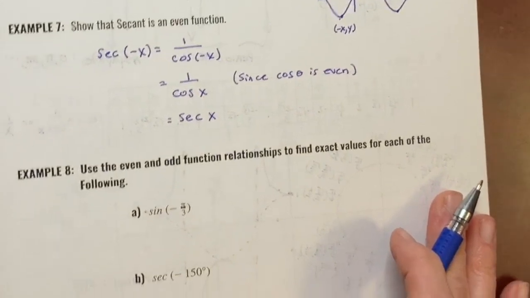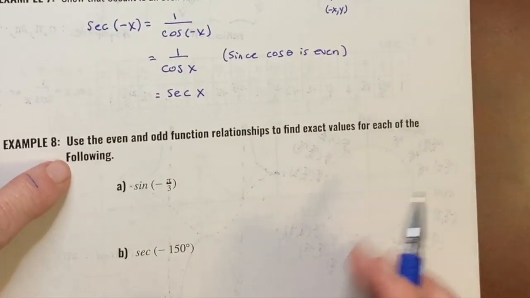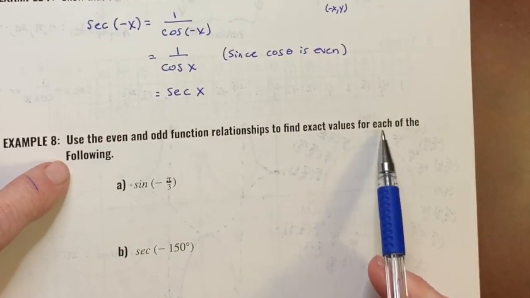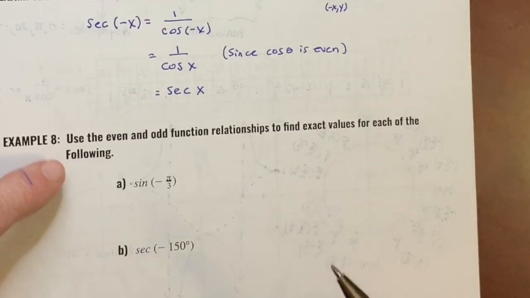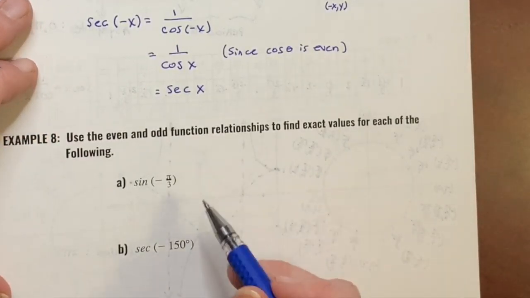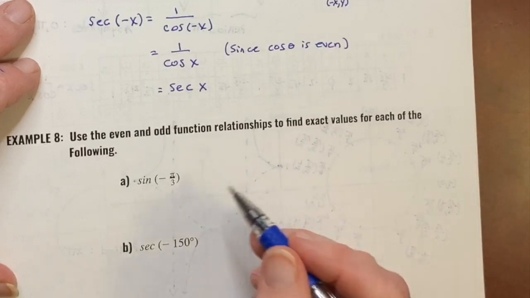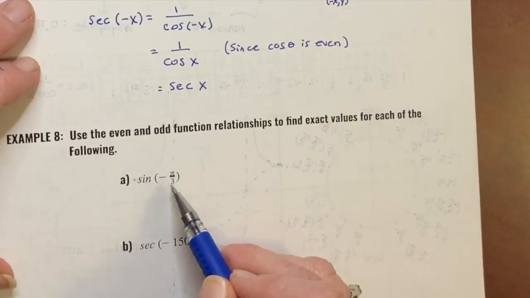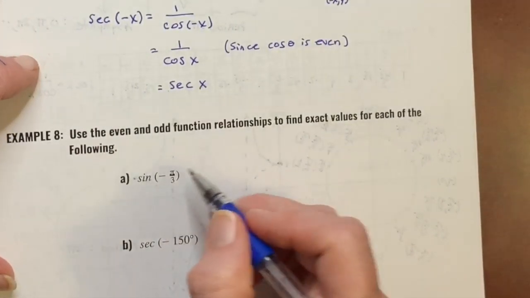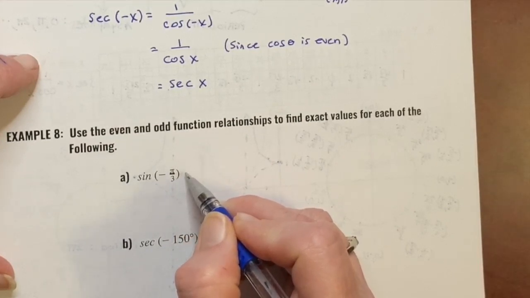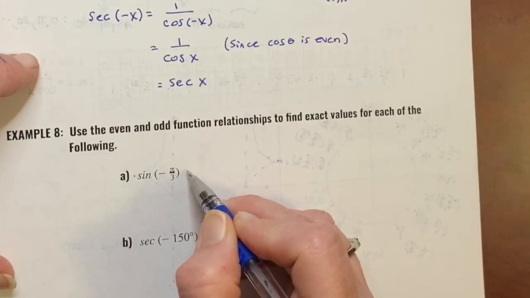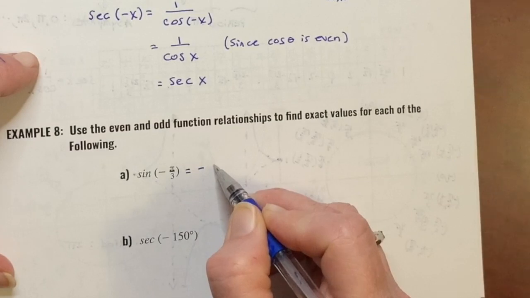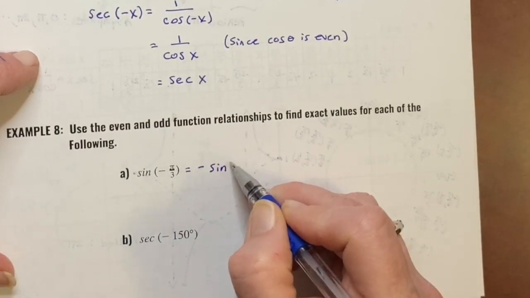All right, in the final example here, it says to use the even and odd function relationships to find exact values for each of the following. So this is where you actually use the even and odd function idea. Sine of negative pi thirds: since sine is an odd function, the sine of negative x, remember, is equal to the opposite, or the negative, of the sine of positive x.